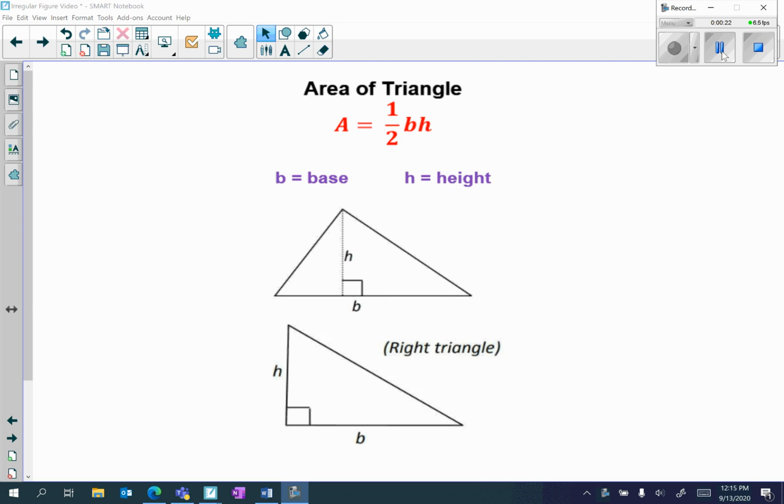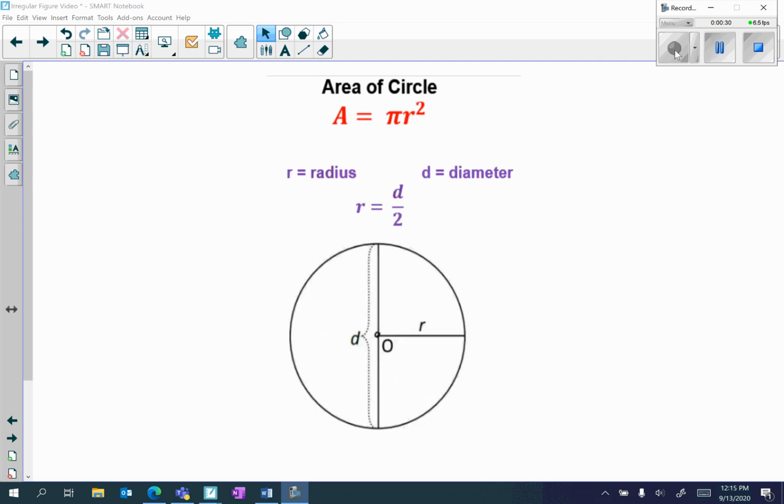Notice in the diagram we have a triangle and we have a right triangle. There's a base and there's a height. Next, to find the area of a circle, the formula is A is equal to pi r squared. R stands for the radius. D is diameter, and if you're given the diameter to find the radius, you divide it by 2.